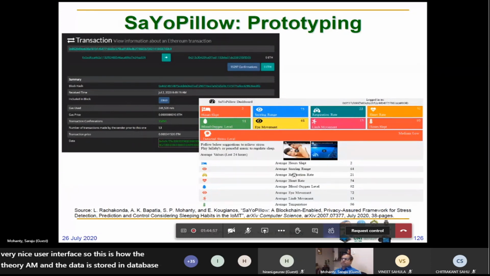a distributed database. This user interface shows different heart rate, respiration rate, and so on, all these activities, and then the sleeping and other computations it is doing for the user. So that's the overall fully prototyped SIOPILO work, and I invite all of you to see it on my website. All these are there. You can see this is a 38-page overall presentation we have given. Complete details are there.